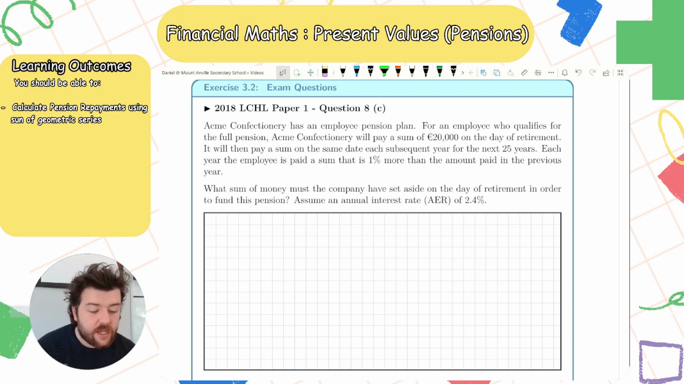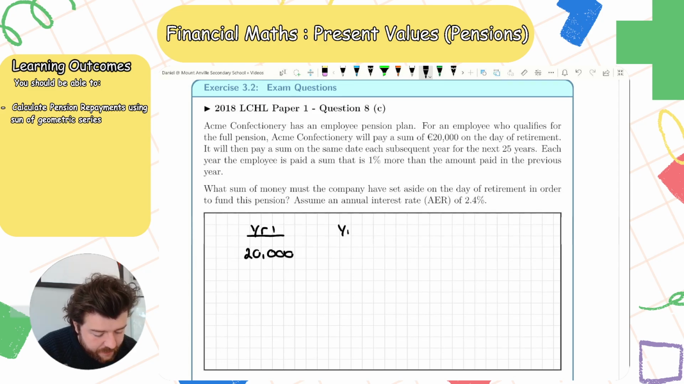So we are finding out the present value of this pension on the day of retirement. Year one, they're paying out 20,000. I'm getting it on the day of retirement, so that 20,000 has accrued no interest, no growth. So that is worth 20,000. That's my present value, 20,000.